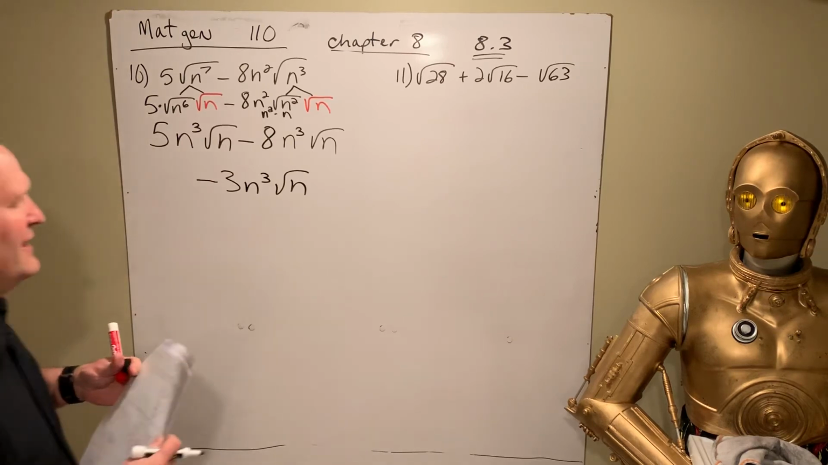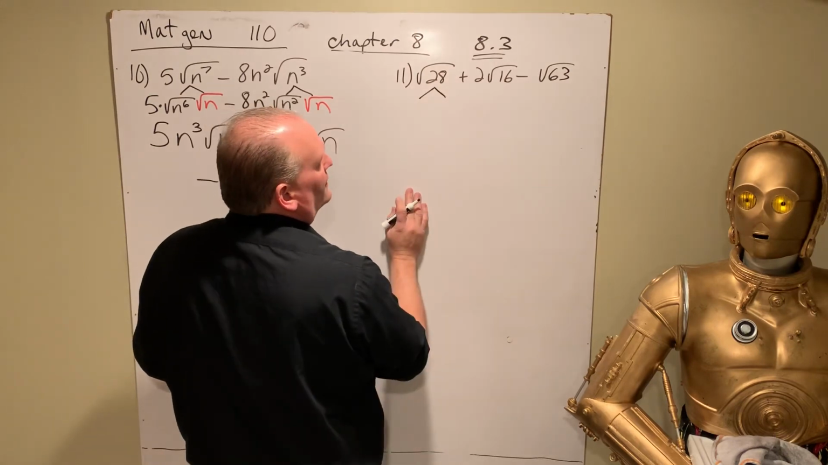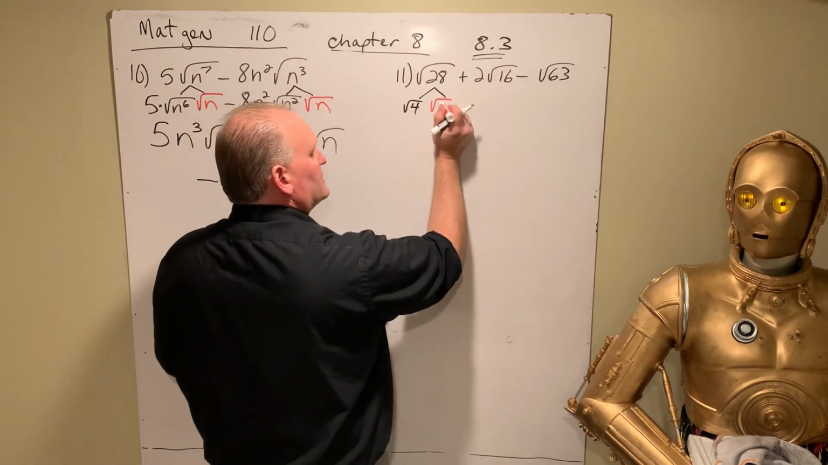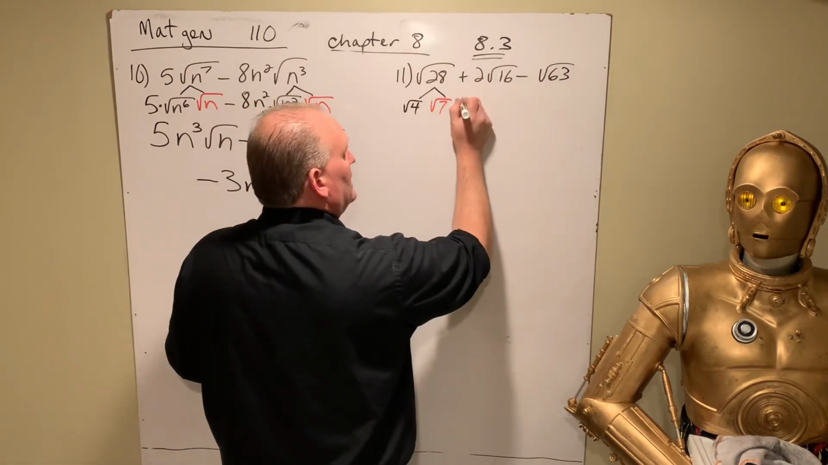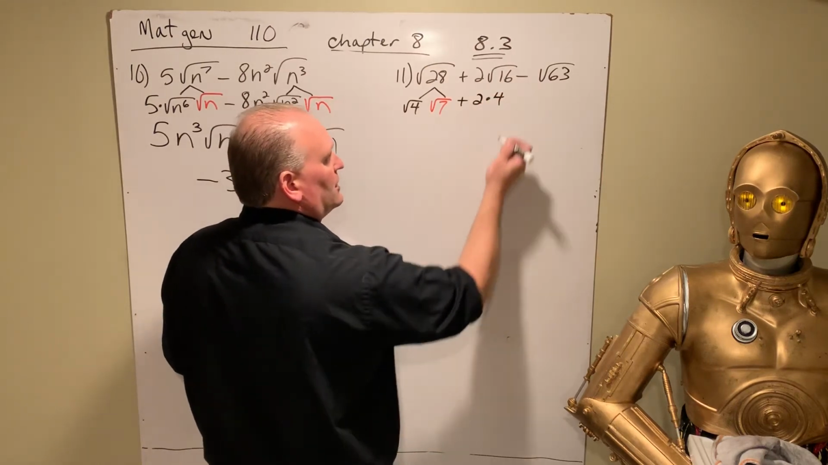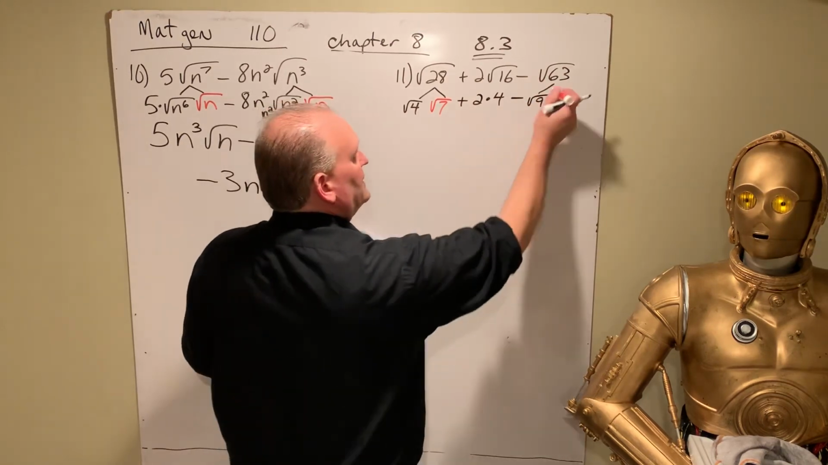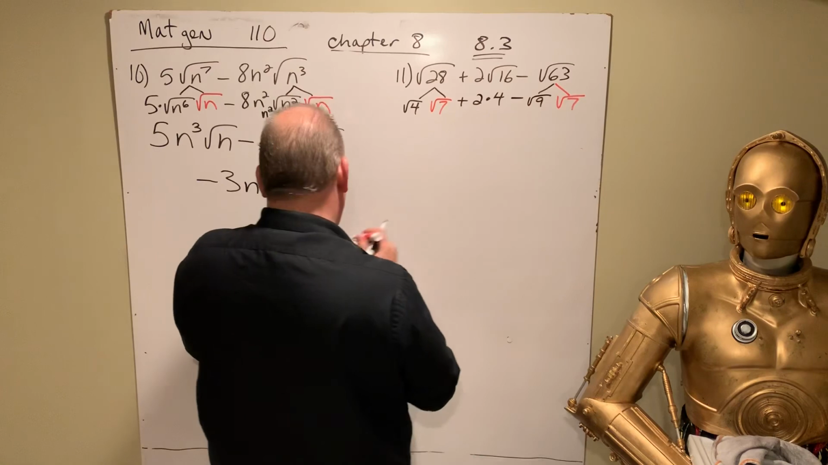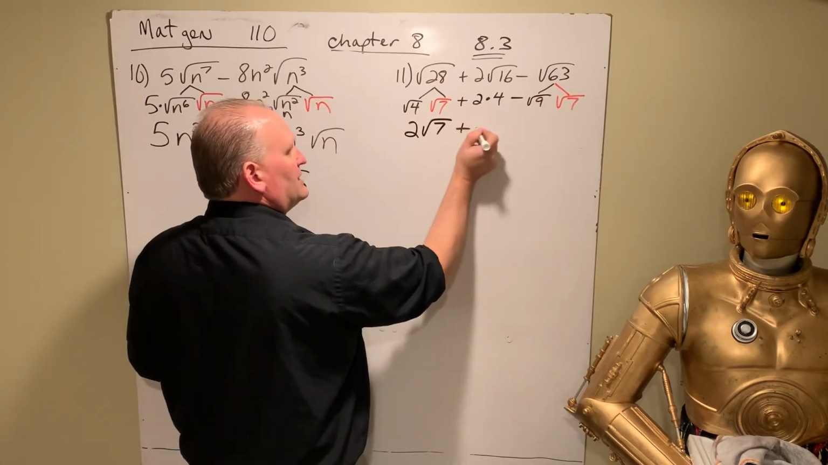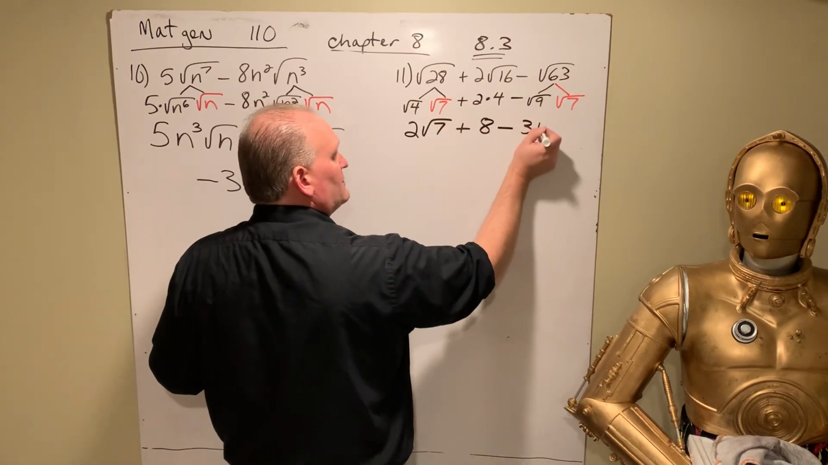Let's look at 11. I don't think all of those are going to work. Let's see. What do we have there? 4, the square root of 4. And then the leftover is the square root of 7. Plus 2. Well, the square root of 16 is perfect, so you just do it. It's times 4. Minus 9 is perfect. And 7 is the leftover. So let's see, we have 2 square roots of 7 plus just regular 8 minus 3 square roots of 7.